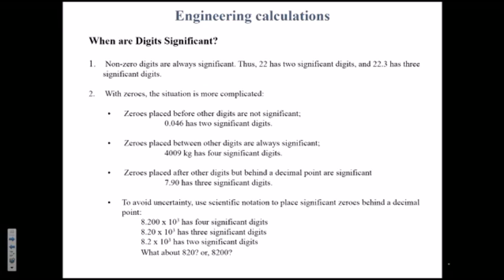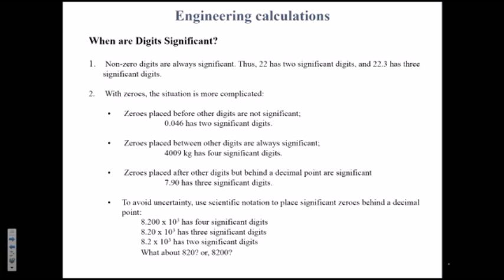So rule number one is that non-zero digits are always significant. Now, I'm sure some of you have seen this before in your high school classes, but let this be the refresher, and if there is something that you don't remember, maybe this will help with that. So non-zero digits are always significant, okay? So 22 has 2 sig digits, 22.3 has 3 sig digits, all right?